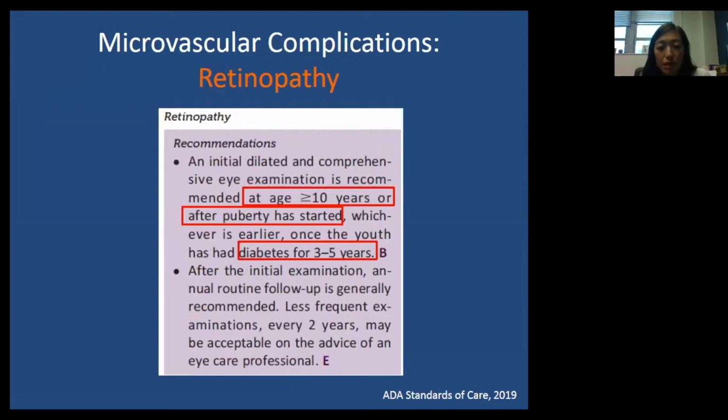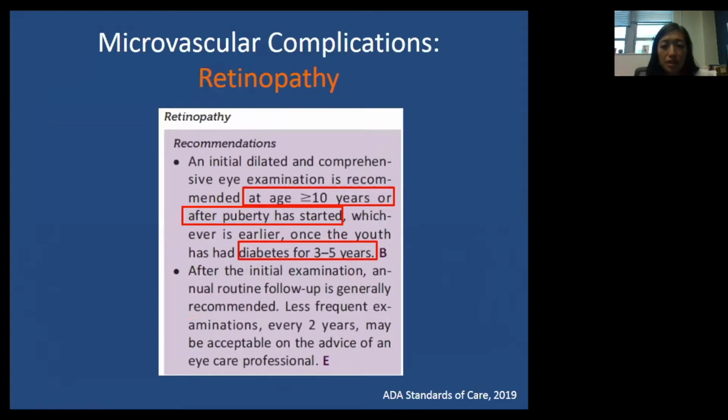For retinopathy screening, again, it is recommended after about 3 to 5 years of type 1 diabetes onset. For kids, it's recommended to be done after the age of 10 or after puberty has started, whichever comes first. After that initial evaluation, then you want to follow them up with repeat retinal screens every 1 to 2 years, or sooner if needed.